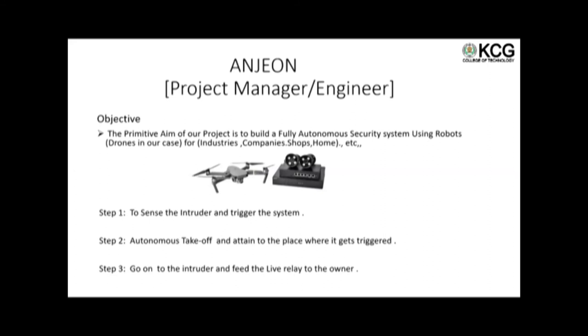Step two is autonomous. After sensing the intruder, the robot needs to take off autonomously and attend to the place where it gets triggered. Then step three is to go to the intruder and feed the live relay to the owner, where your owner has the app. These are the three steps we need to do to achieve the project.